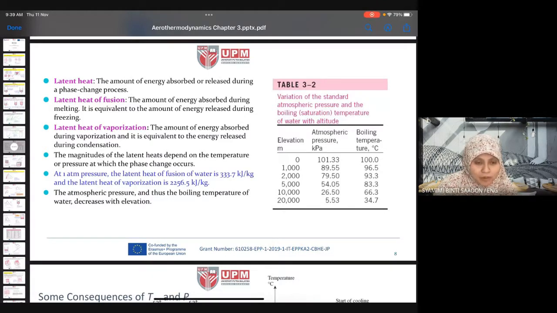So there is an amount of energy. For energy, usually we use joule, kilojoule or joule, depending on the temperature or pressure. For water, the latent heat of fusion is 333, and for vaporization 2256. Those are the values. You don't have to remember the values, just for your knowledge.